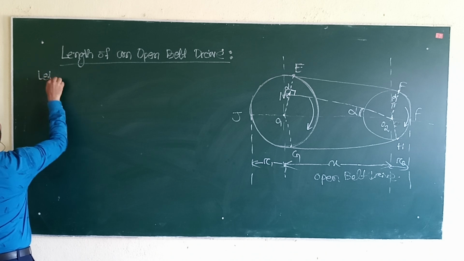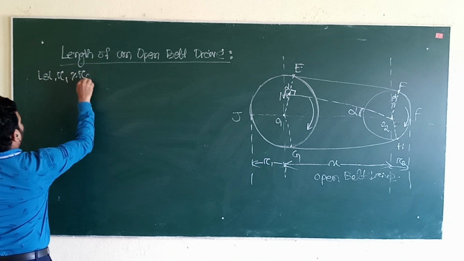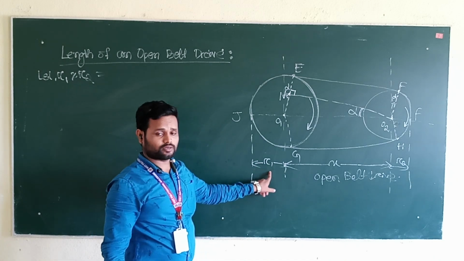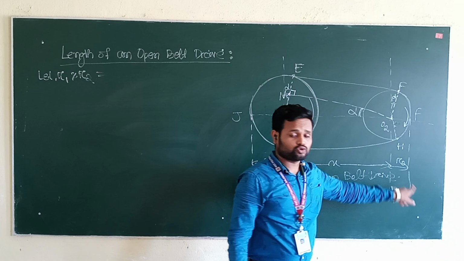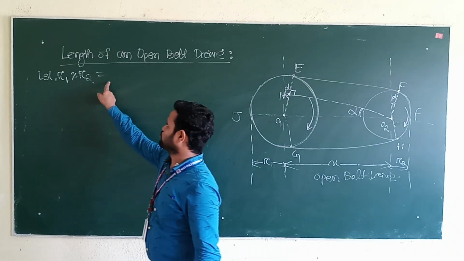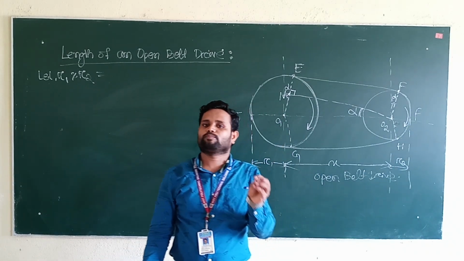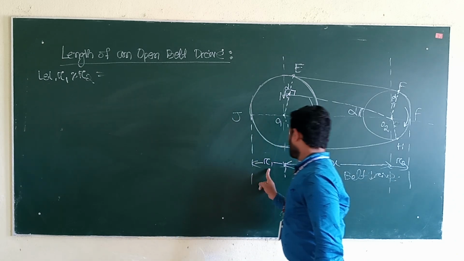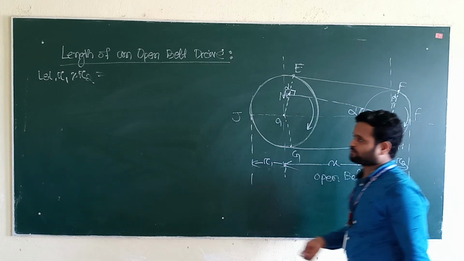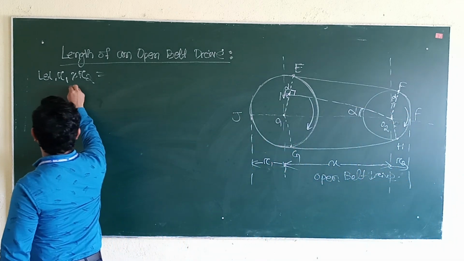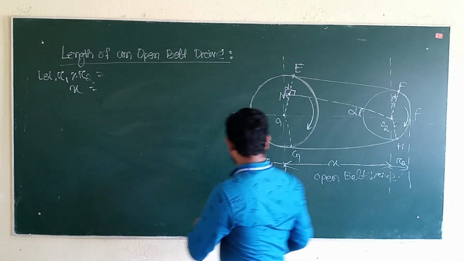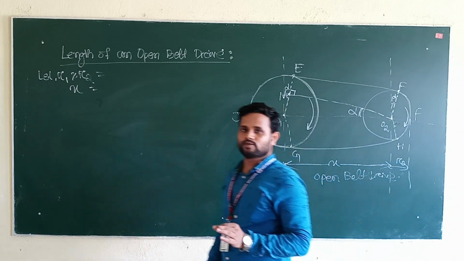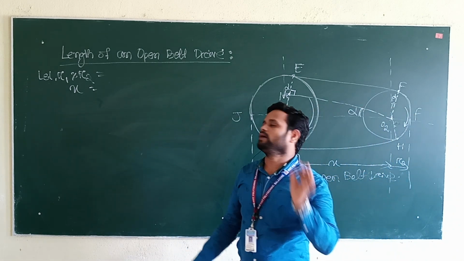R1 and R2: R1 is the radius of the larger pulley, and R2 is the radius of the smaller pulley. Radii is the plural form of radius. So R1 and R2 are the radii of the larger and smaller pulley respectively. Next is small x, which is the distance between the two centers of the pulleys.